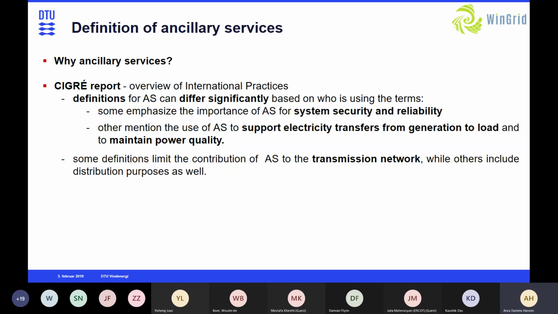There are several definitions. For example, according to a CIGRE report, the definition of ancillary services can differ significantly based on who is using the terminology. Some of them emphasize the importance of ancillary services for power system security and reliability. Others mention the use of ancillary services to support electricity transfer from generation to load and to maintain the power quality. Some definitions also limit the contribution of ancillary services to the transmission network, while others include distribution purposes as well.